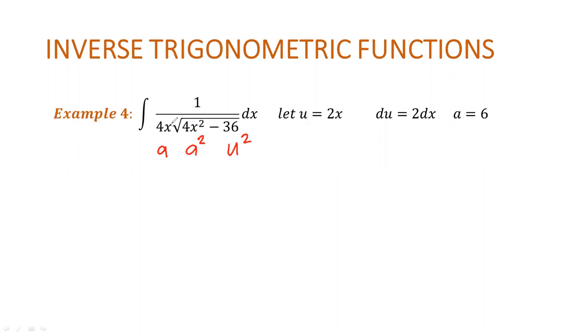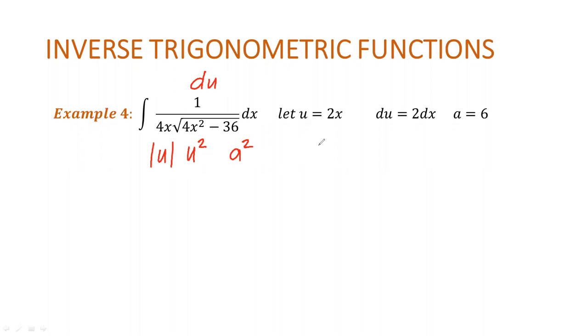Sorry, is that correct? I'm so used to writing the constant before and the variable after, but in the case of secant, it's the other way around. It's the variable followed by the constant. So this is your u squared, this is your a squared, and this is your u, supposed to be your u, okay? And the numerator should be your du.